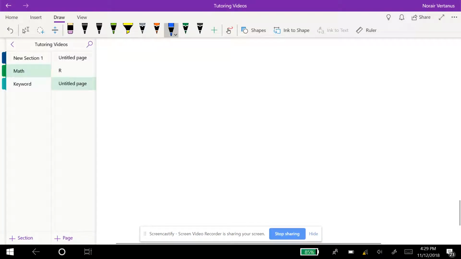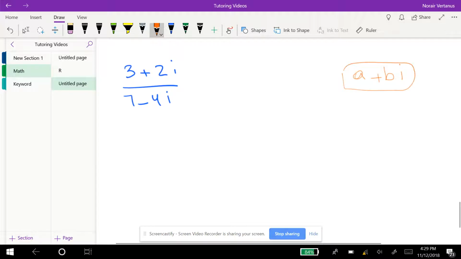All right, so let's do division of complex numbers. Let's say you have 3 plus 2i divided by 7 minus 4i. The trick to do this: we don't want a complex number in the denominator. We want to simplify this, and at the end we want to have it in the form a plus bi, not a plus bi divided by a prime plus b prime i.